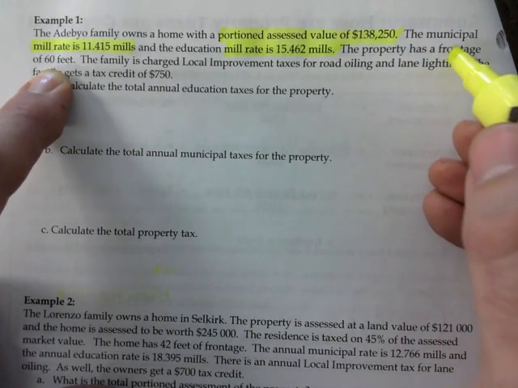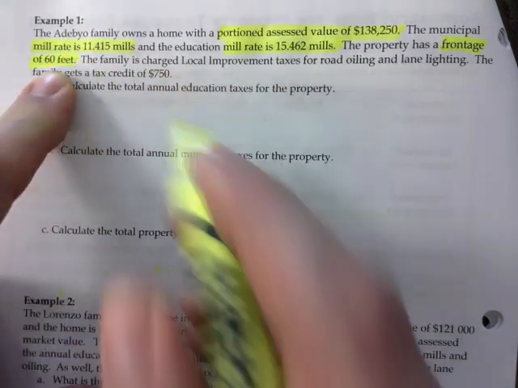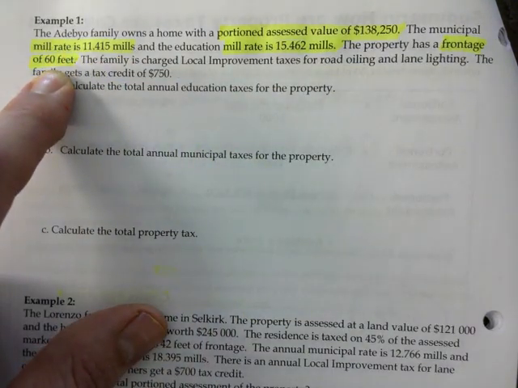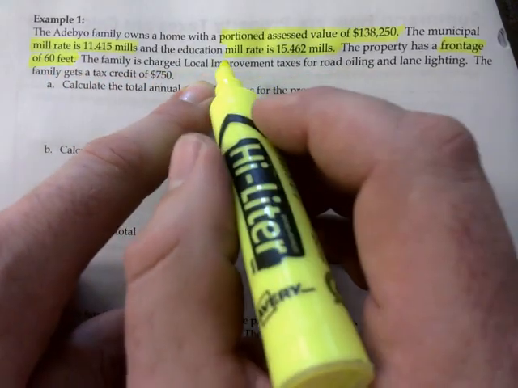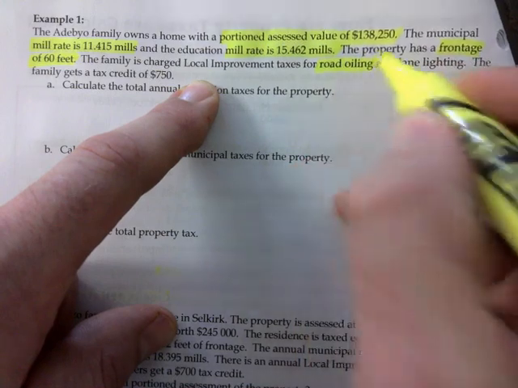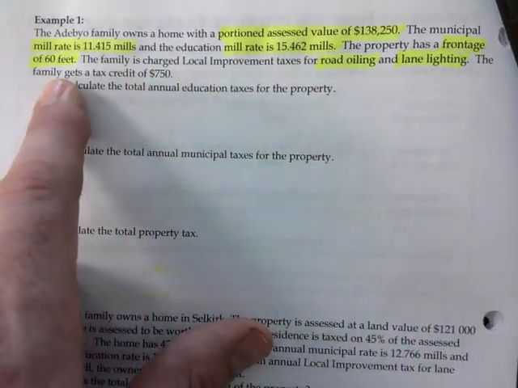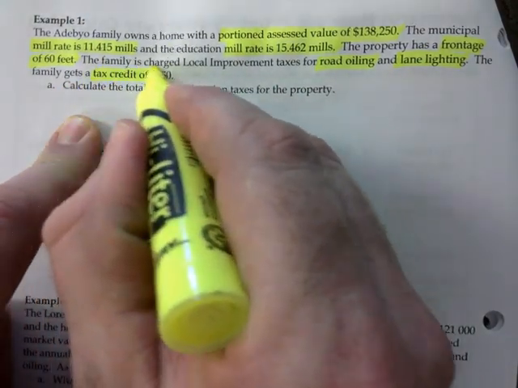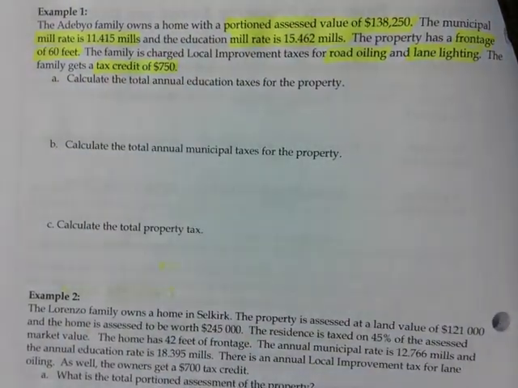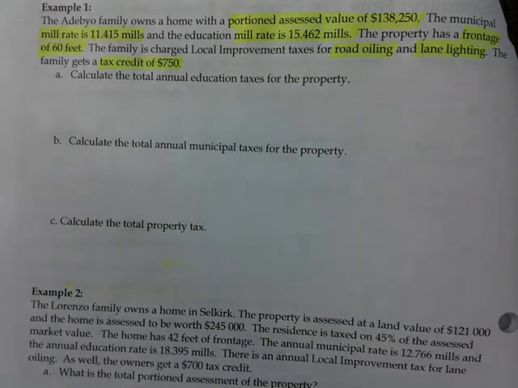And they're talking about frontage. You should immediately know, oh no, there's going to be some improvements. Otherwise, I won't give you frontage, right? The family is charged a local improvement tax for road oiling, there it is, and lane lighting. Okay. The family gets a tax credit of $750. There's a lot of stuff going on here. I get it. But let's break it down.